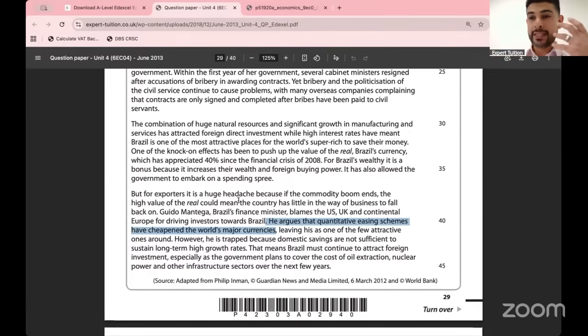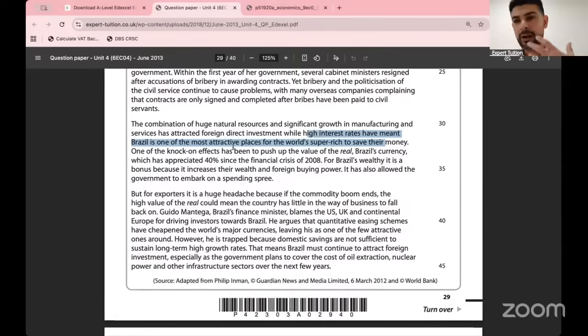Quantitative easing taking place in places like the USA, the UK, what does that do? Well, it results in interest rates in those parts of the world going down. And if interest rates in those parts of the world are going down, do you guys agree that that means hot money is flowing from those areas to where? Well, to Brazil, yeah? But the far easier one is this: high interest rates have meant Brazil is one of the most attractive places for the world's super rich to save their money. Again, what does that mean? It means that hot money is going to be flowing into Brazil.